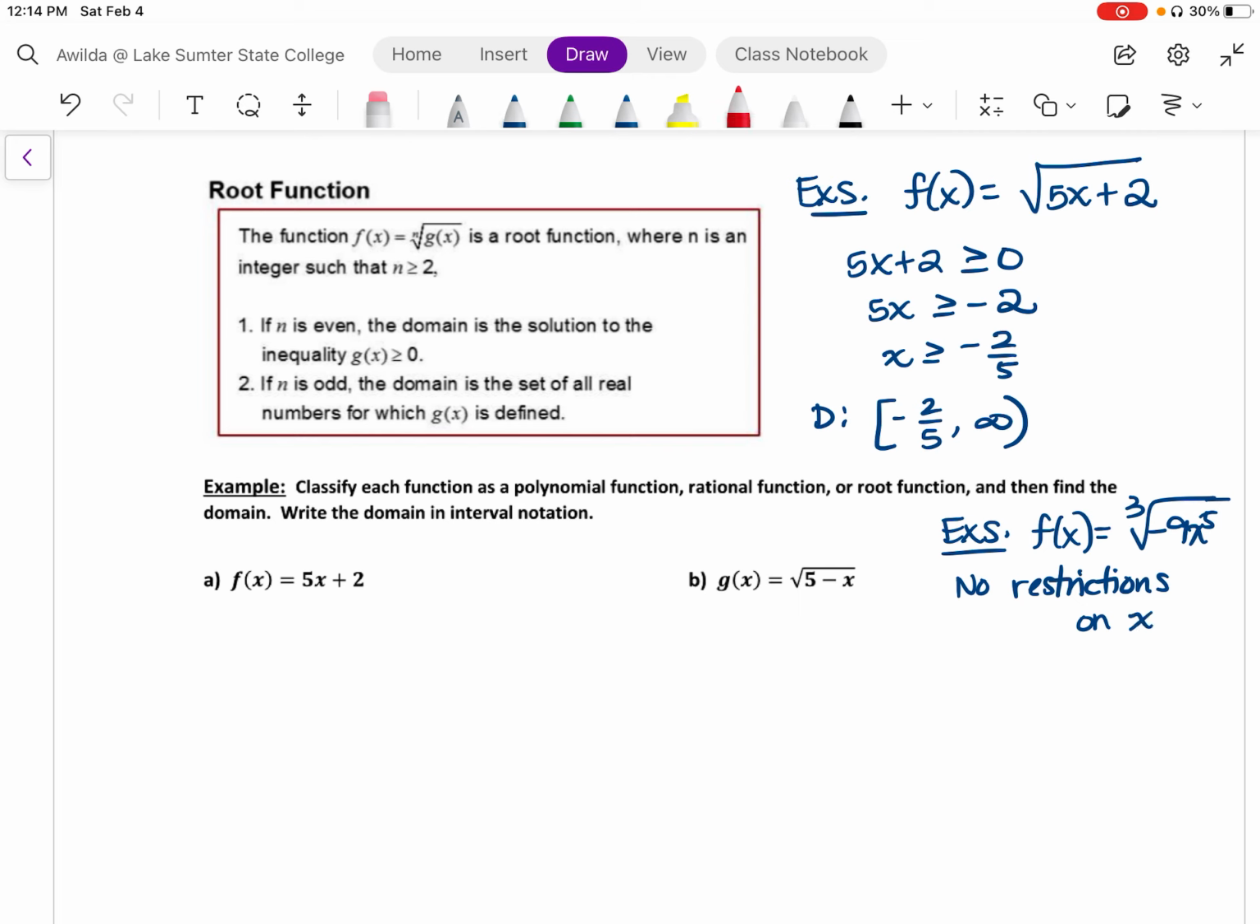And again, the difference between these two examples is that this is an odd root, and in the previous example, there was an understood even root. So in this case, we would have the domain with no restrictions, all real numbers.